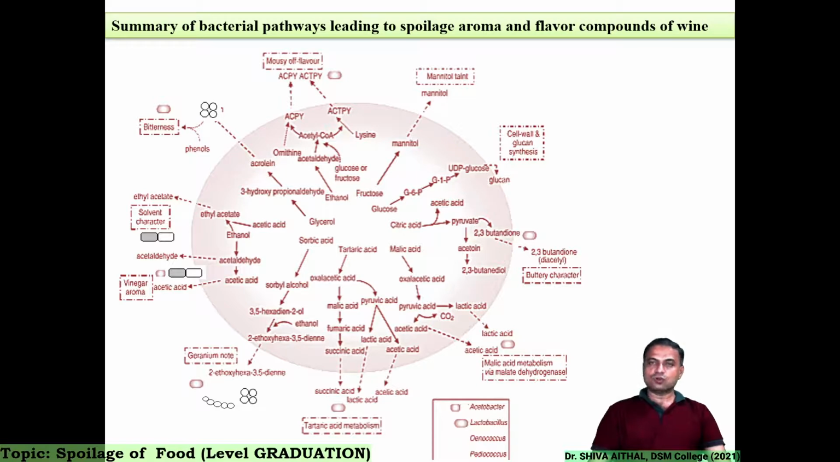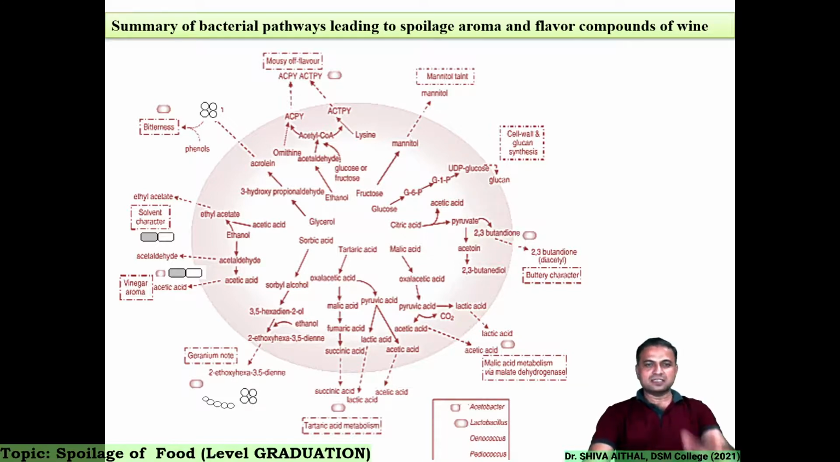time. It goes on for months together, and in those conditions, organisms like here as it is mentioned, acetobacter, lactobacillus, oenococcus, and pediococcus. I repeat: acetobacter, lactobacillus, oenococcus, pediococcus. These are the organisms which are responsible for bringing spoiled aroma and spoiled flavor compounds in wine.